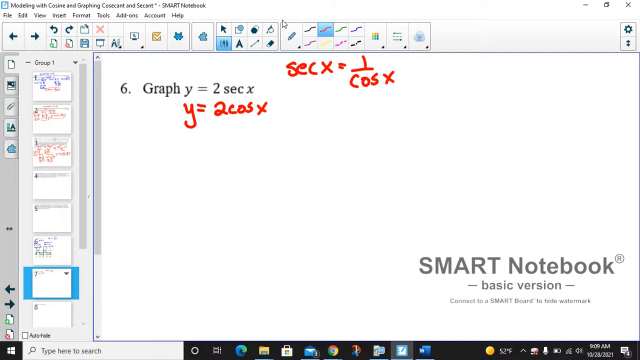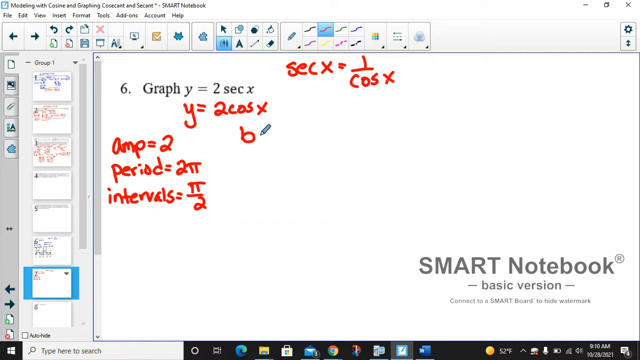Again, we'll find all of our pertinent information. Our amplitude here is going to be 2. Our period, since my b is 1 again, 2 pi over 1 is just 2 pi. Our intervals, 2 pi divided by 4, again, is pi over 2.